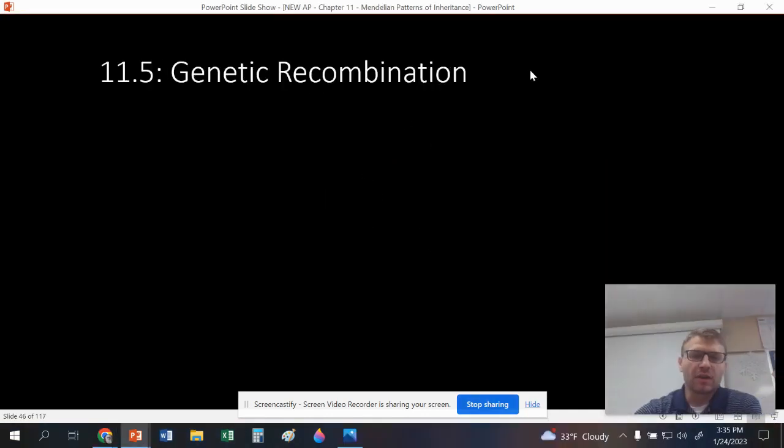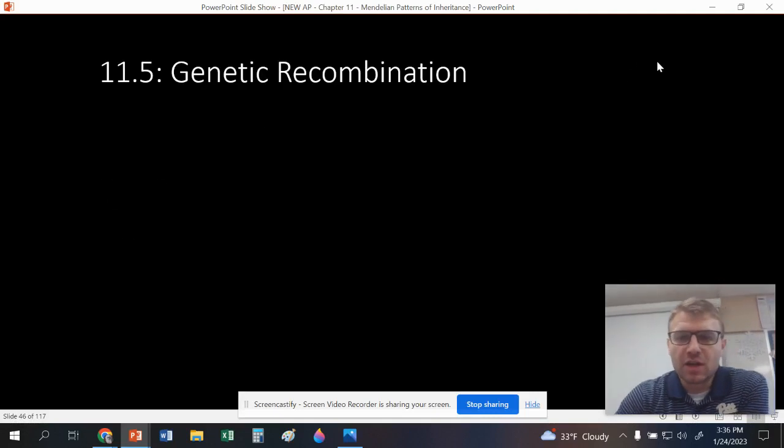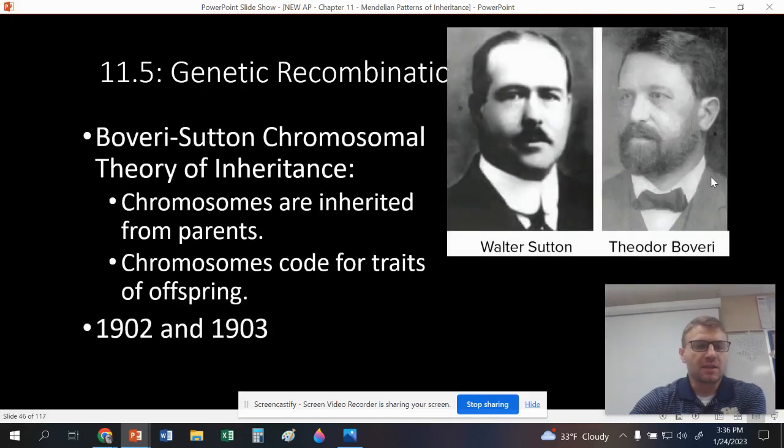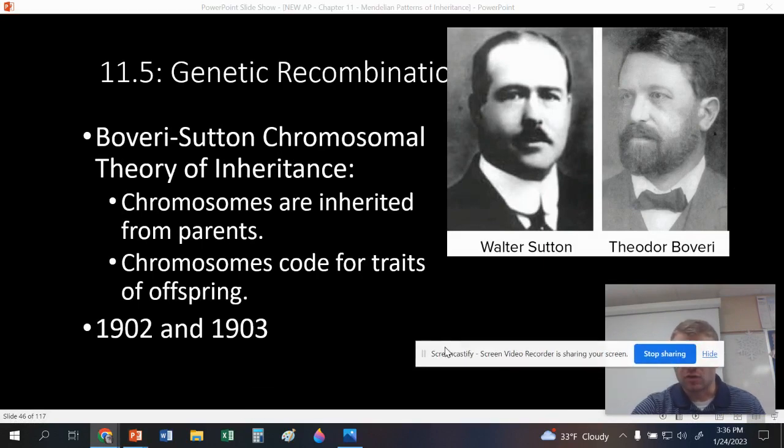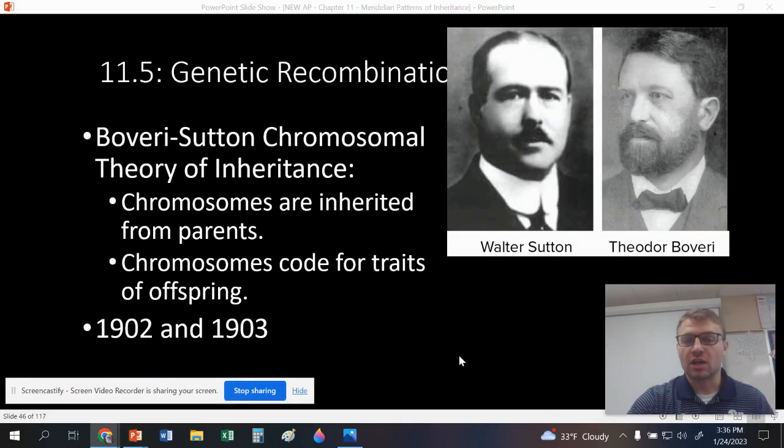Hello, everyone. This is going to be 11.5, genetic recombination. In this chapter, we're going to look at how crossing over really affects the genetic recombination we see in chromosomes. Talking about these two gentlemen again, we see them working with fruit flies in the early 1900s, and we understand that chromosomes carry our inheritance, our genetics, our DNA, and they're passed from parent to offspring. This is about 50 years after Mendel, and these guys were like, hey, Mendel was actually kind of right about what he was learning with his pea plants.